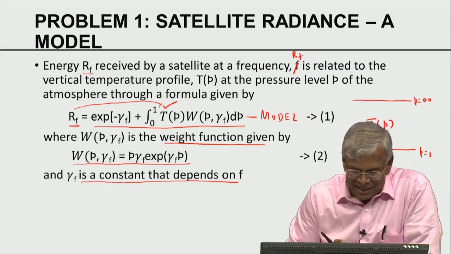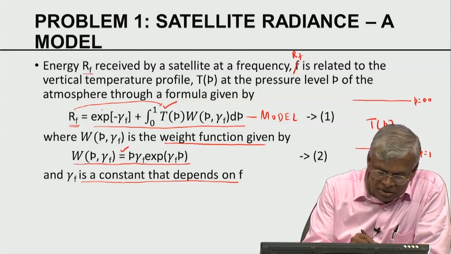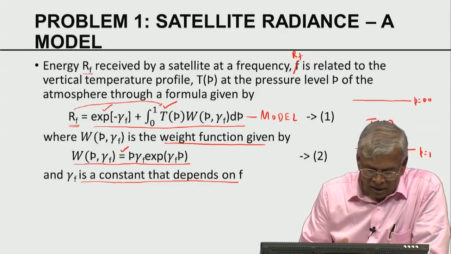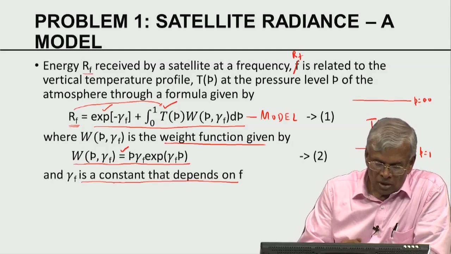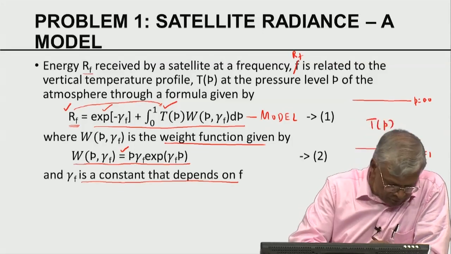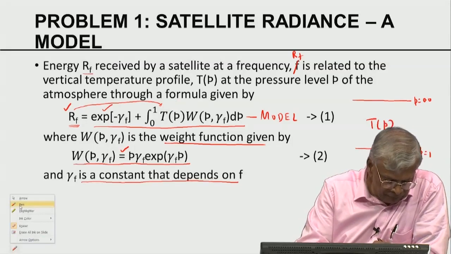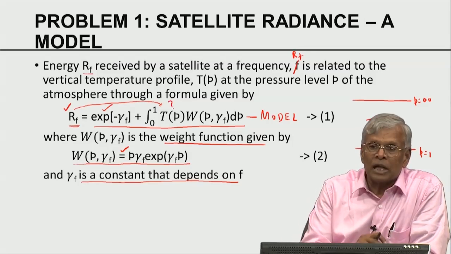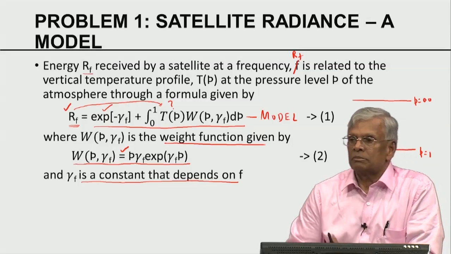So what is the basic idea here? What is the inverse problem? W is known. This quantity is known because gamma F is known for a particular channel. So gamma F is known. P is known. So the weight function W is known. And R(F) is also known from the satellite measurements. I would like to be able to recover the temperature. Knowing R(F) and knowing all the other things, I would like to be able to recover the temperature. So that is what is called the temperature retrieval problem.